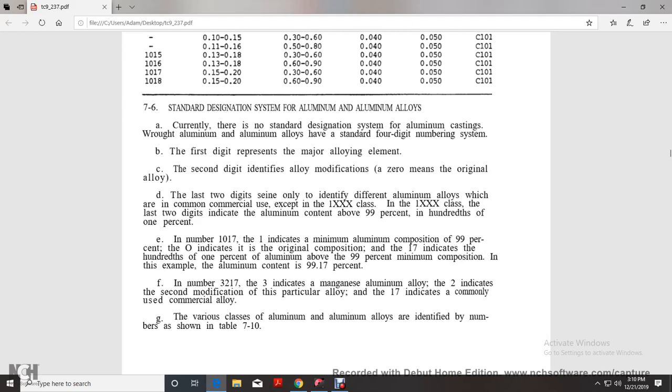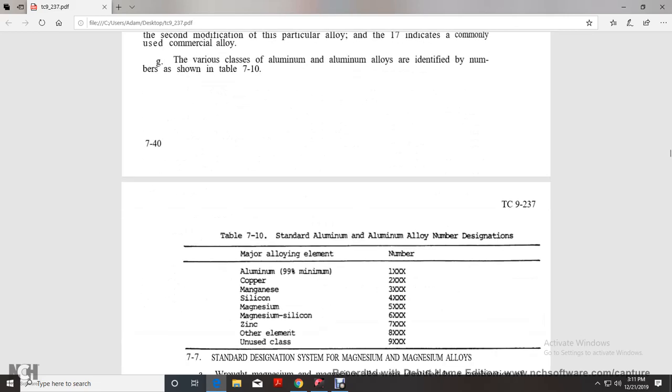This gives an example of aluminum content of 99.17%. And for the number 3217, the 3 indicates a manganese alloy, 2 indicates the second modification of the particular alloy, and 17 indicates a commonly used commercial alloy. Various classes of aluminum and aluminum alloys are identified by the numbers shown in Table 7-10.